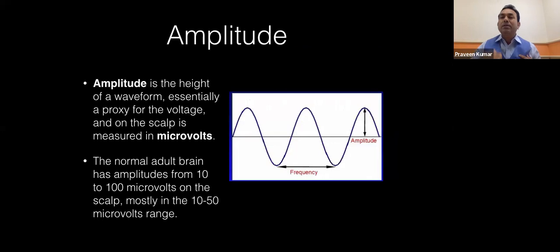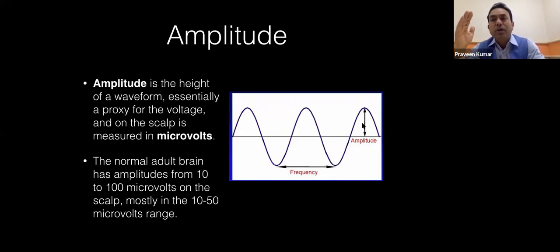Second, what we see is the amplitude of the wave. That means how high the wave is. Normally you find that the wave's amplitude is between 10 to 50 microvolts in the human brain. You measure from the base to the peak of a wave. And all the EEG machines now have an amplitude measurement indicator by which you can measure the amplitudes.